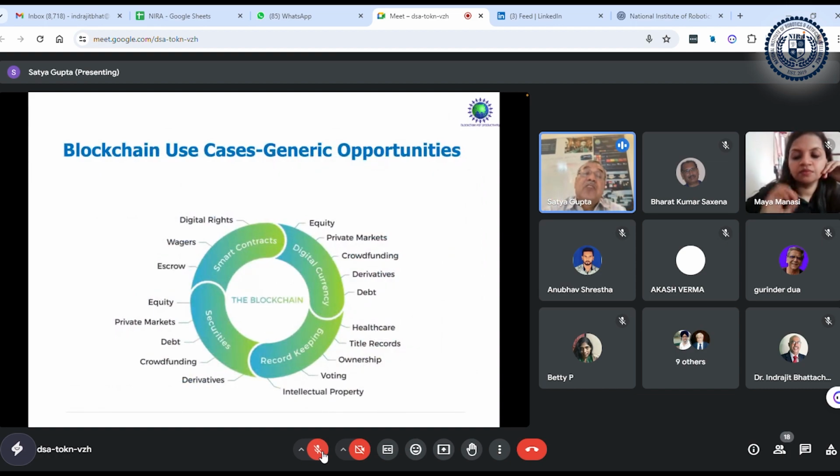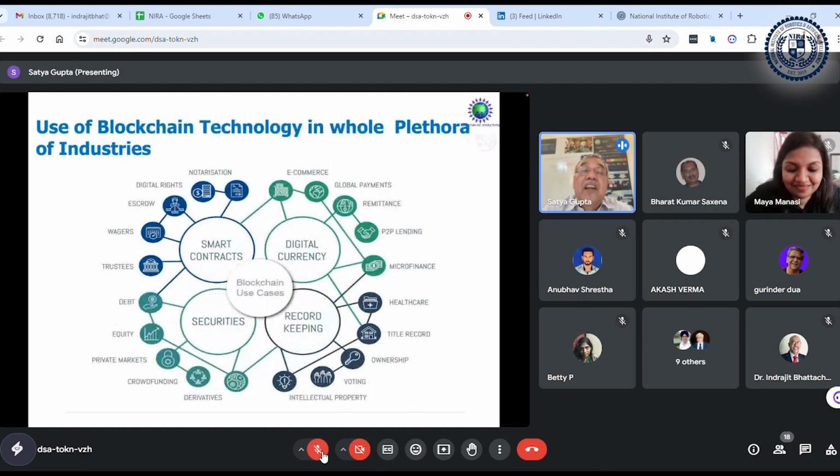Now, blockchain use cases, just one slide I'll be talking about. There are generic opportunities on blockchain. Smart contracts are there, digital currency, record keeping, securities, everything you can talk about, the blockchain can help. Till now it is more used for currencies or financial or fintech, but it can be used for so many things like healthcare, title records like land records, ownership, voting, intellectual property. It is not only a financial thing, because wherever record keeping and certificates are there, the blockchain can really help.